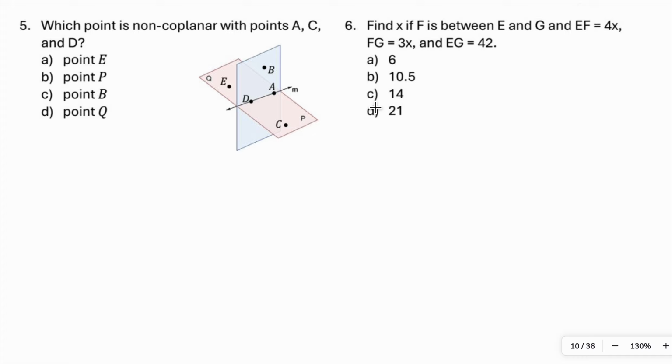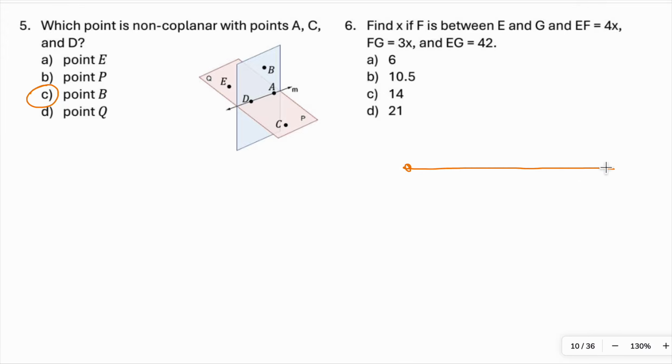Next up, for number 5, which point is non-coplanar with points A, C, and D? So A, C, and D are on plane P or plane Q. So the one that is not coplanar with that is going to be point B, because it's up here on this blue point. Number 6, find X if F is between E and G.